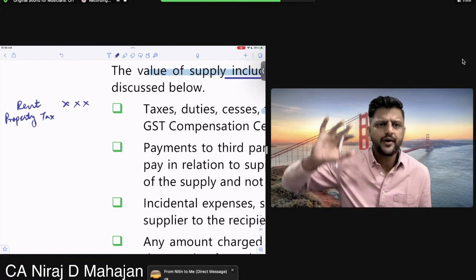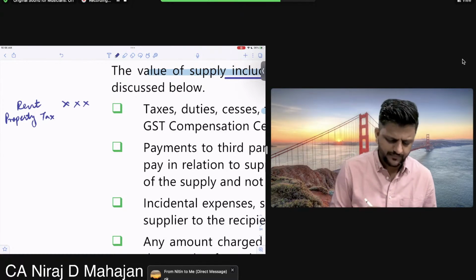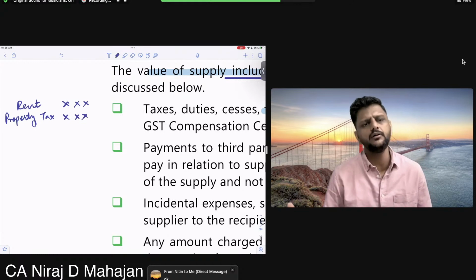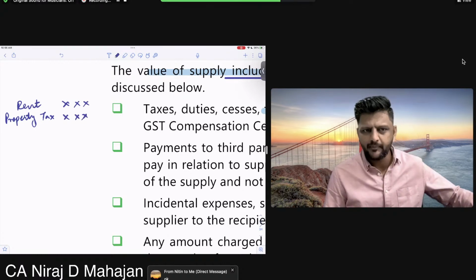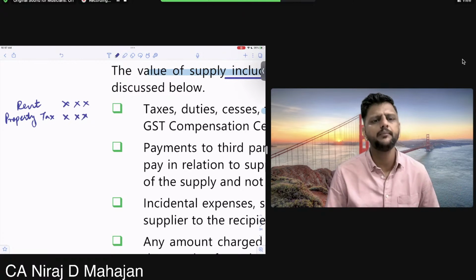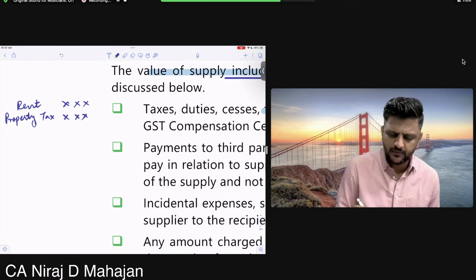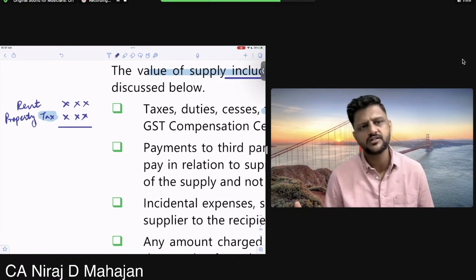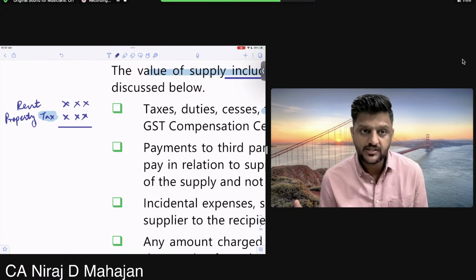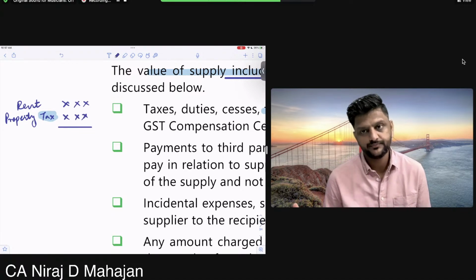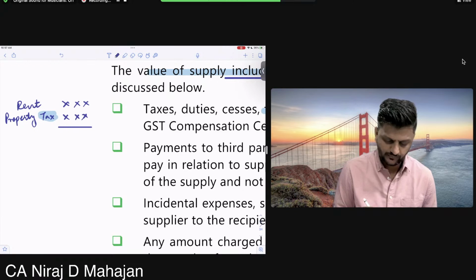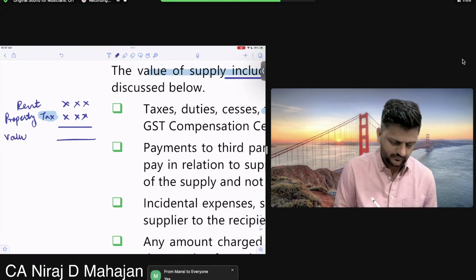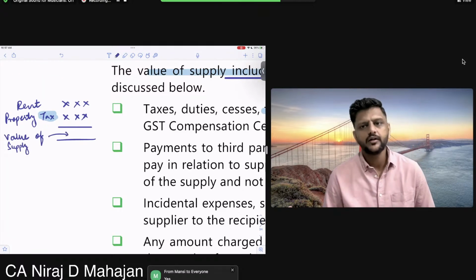Property tax is levied. I'm purposely using the word property tax or municipal tax, same thing. Practically, it may not happen. Nobody will agree to that. But I'm just saying, the reason I'm giving you this example is because this is also a tax. But will my value of supply be just rent or rent plus property tax? It will be plus property tax. Understood or no? Clear to all of you?